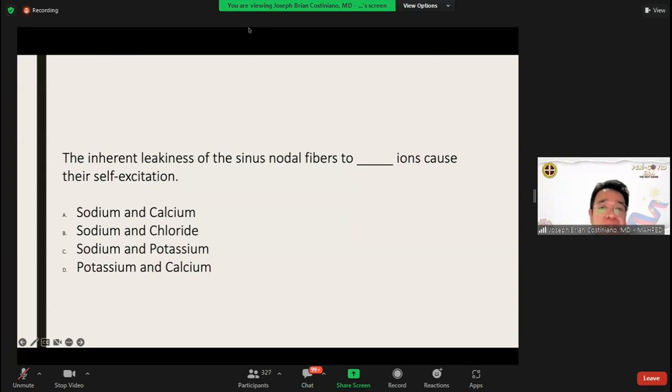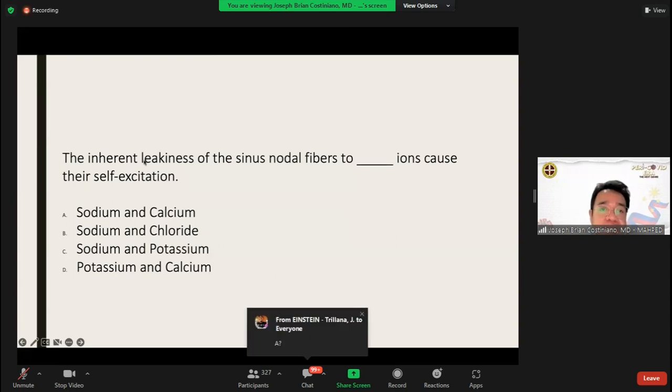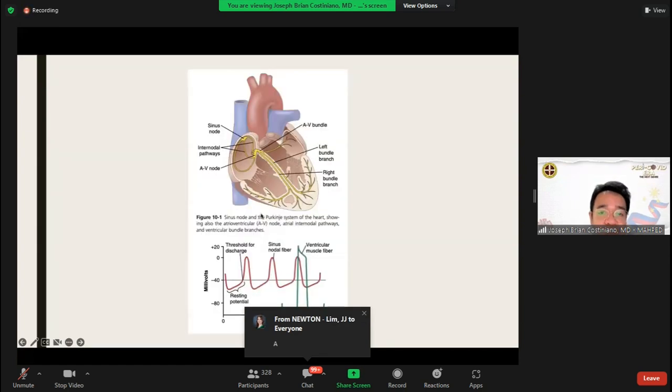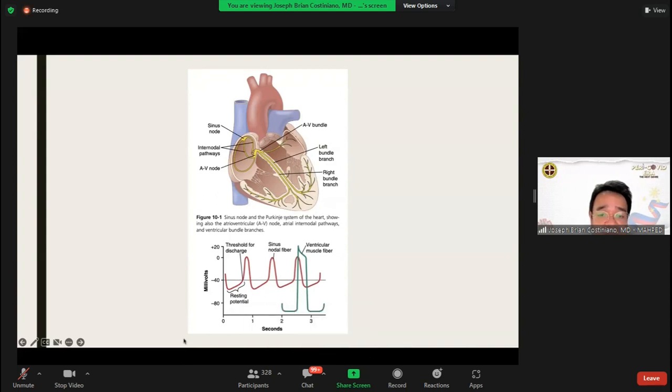Okay, inherent leakiness of your sinus nodal fibers to what ions causes their self-excitation? Let's take a look at your answers. Most of you answered letter A. Some answered letter C, some answered letter D, no? Okay. So the correct answer is letter A, sodium and calcium. Sodium and calcium is primarily responsible for the leakiness of your sinus node, which gradually pushes the electrical potential up from its resting membrane potential.